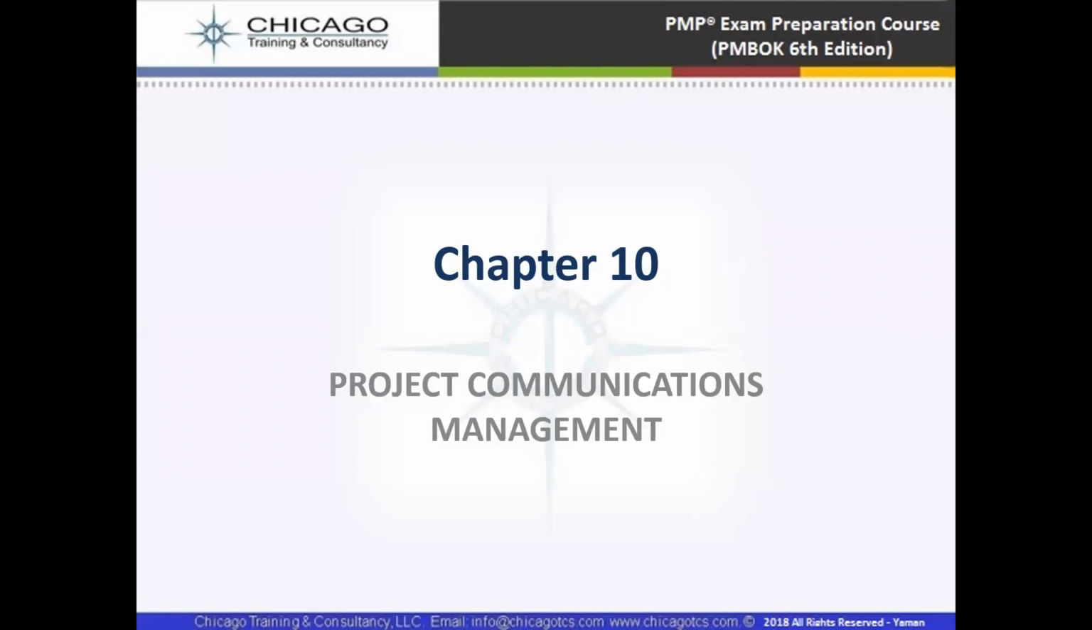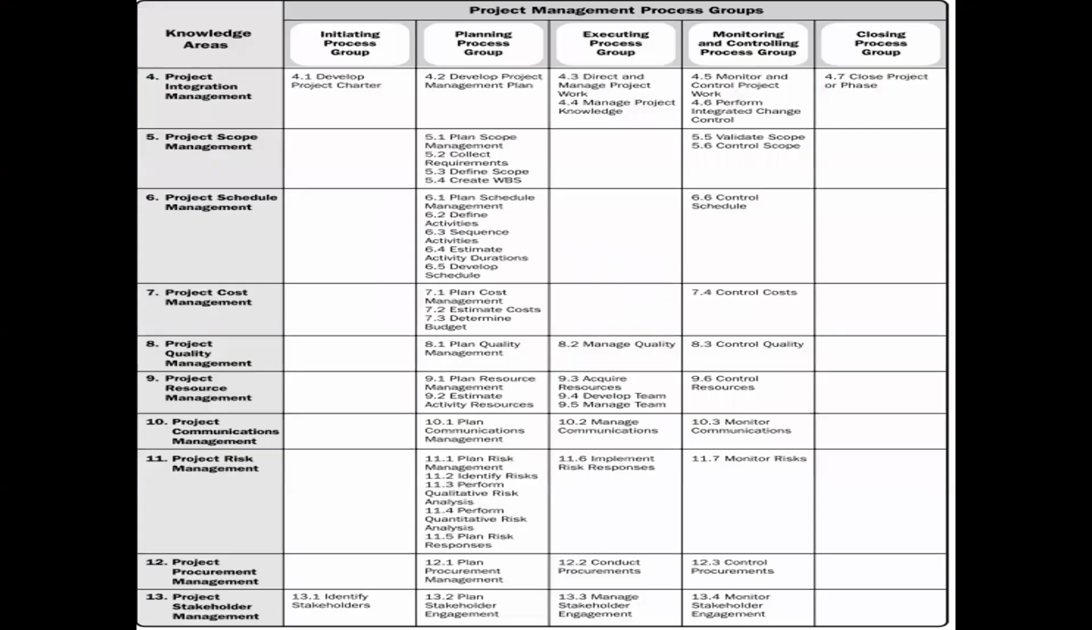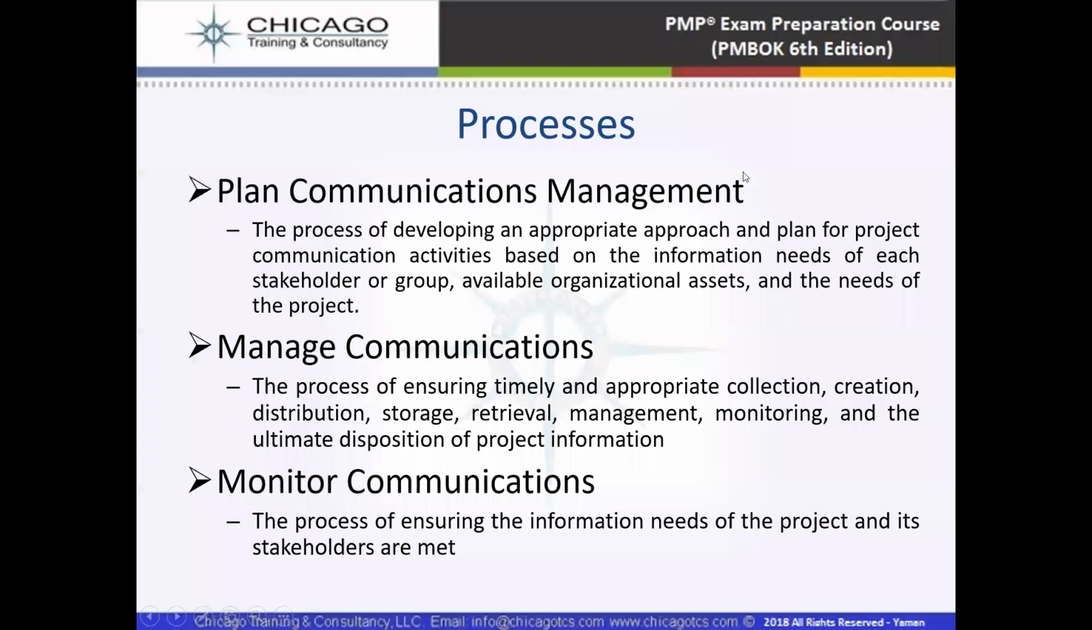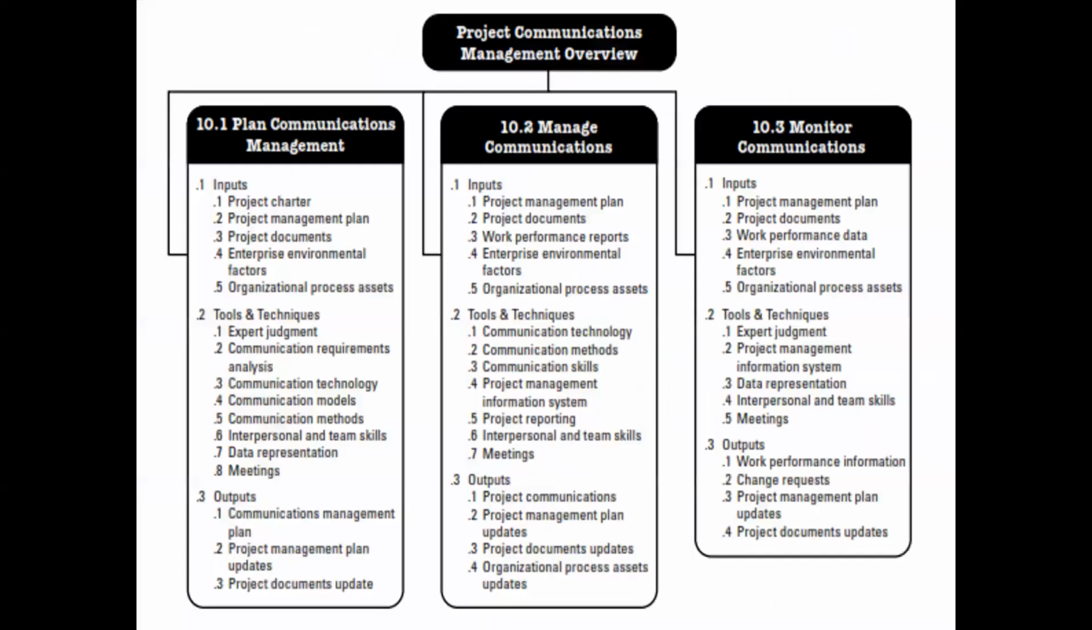So what is basically project communication management? Here, you can see it starts from the planning process group. We have to plan our communications, and then we have to manage our communications in the execution process group, and then we have to monitor our communication in the monitoring and controlling process group. What are the processes here? We can see plan communications management, manage communications, monitor communications.